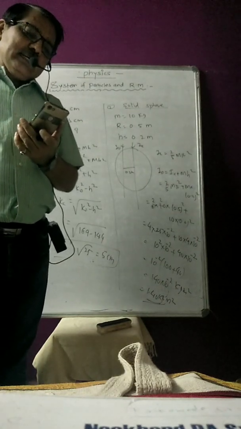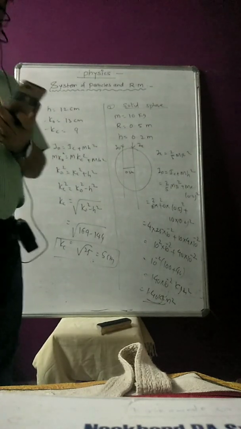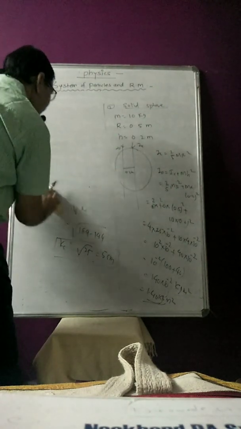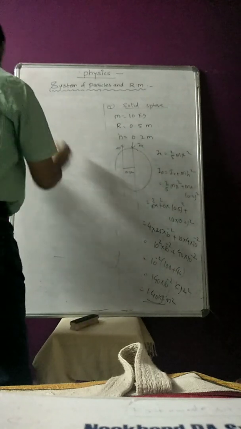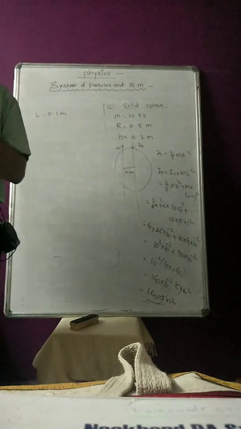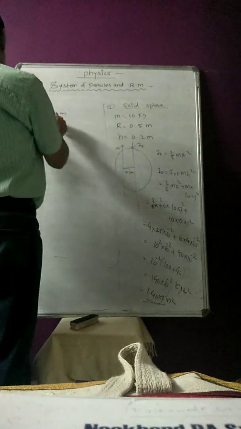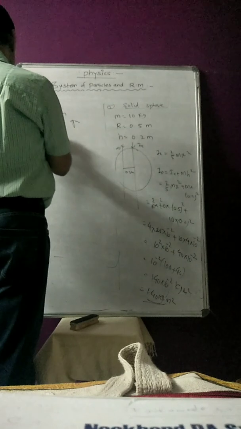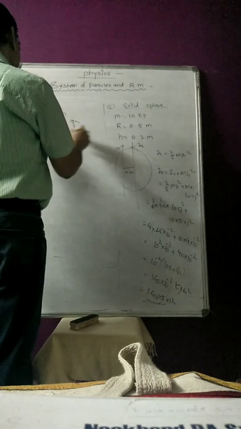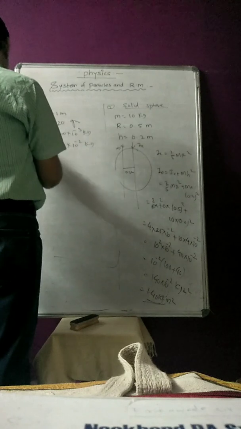Write down: a thin rod of uniform density has a length 0.1 meter, and mass is 120 gram. 120 gram means 120 into 10 raised to minus 3 kg, or 12 into 10 raised to minus 2 kg. So that will be the mass.